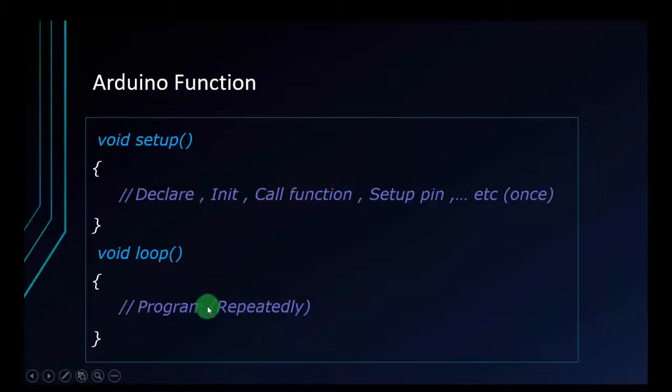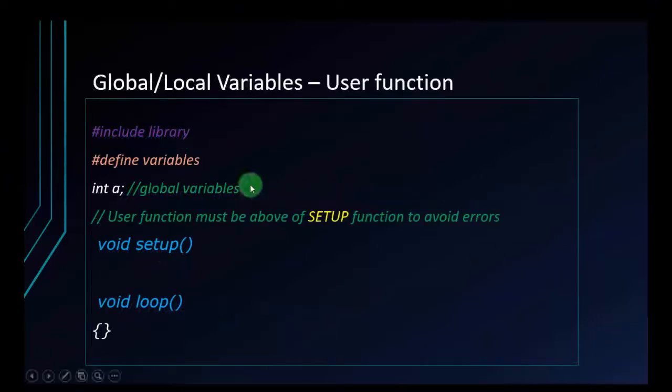But in the loop function, your program will run repeatedly. Your program runs forever inside loop function until you disconnect the power of Arduino, because we need a device to run continuously the whole time to check sensor, check weather, check LED, button, etc. That's the reason why we have a loop function. We don't need a device that runs once and then turns off forever. Okay, understand?